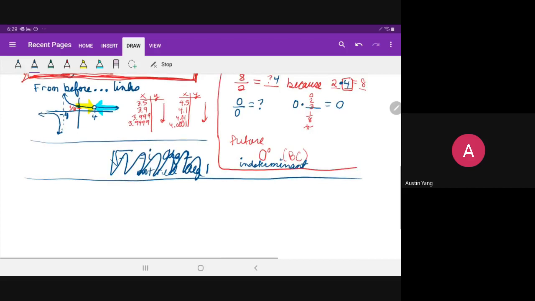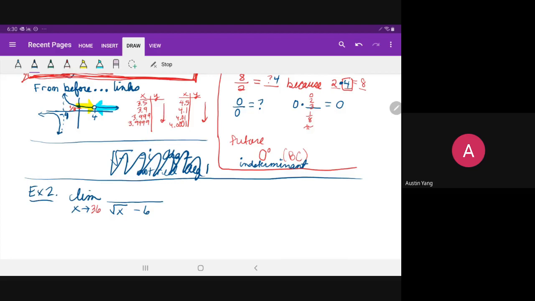Okay, so let's do another one. So this is example two. You have the limit as x approaches 36, the square root of x minus 6, and at the top we'll have x cubed minus 216. Oh, no, that doesn't work. Okay, let me make a better one. Nine.